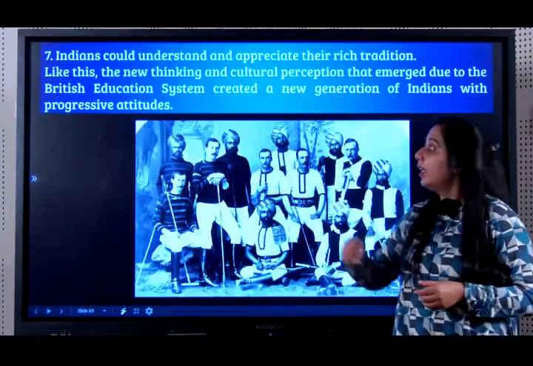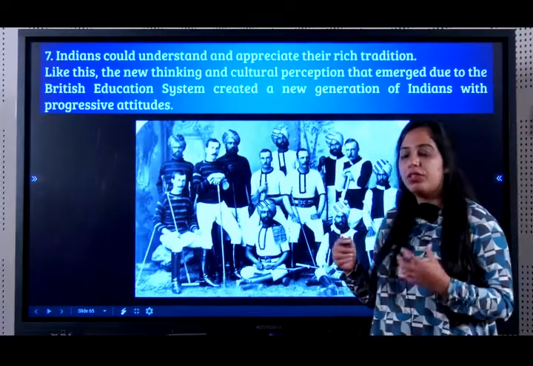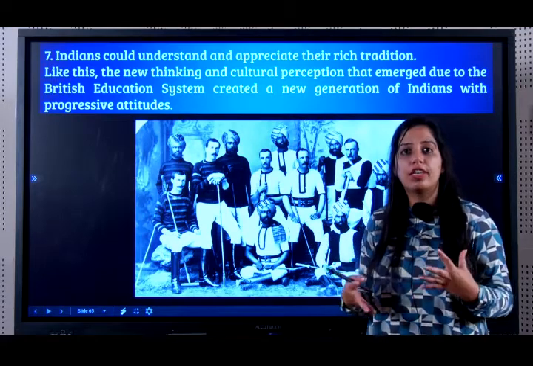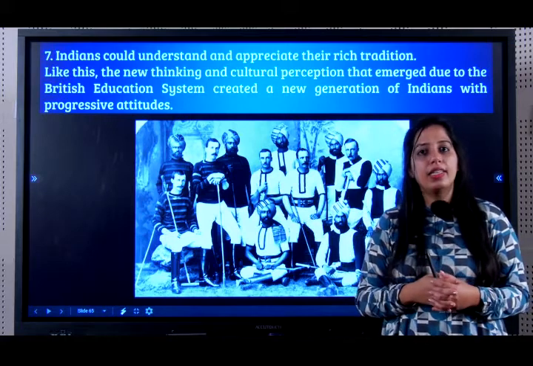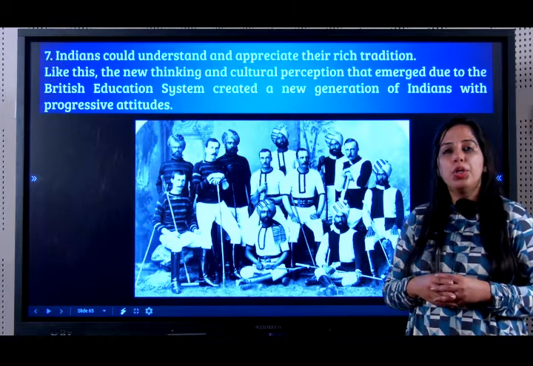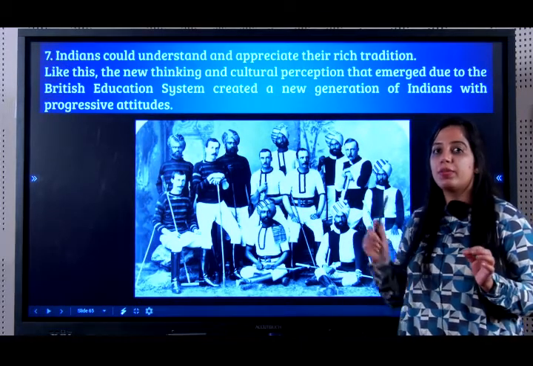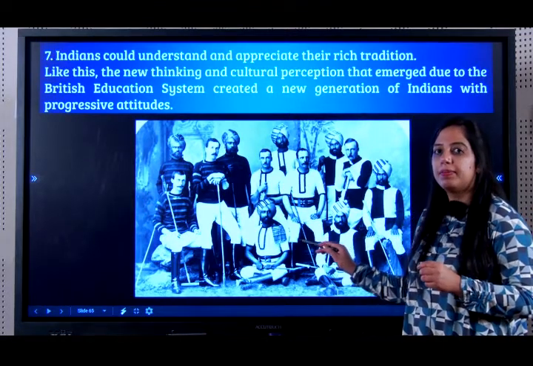Indians could understand and appreciate the rich tradition. So they started learning about how ancient and medieval India was so rich in culture and tradition. So a new thinking was instilled amongst Indians by this modern education system. You all should know all the 7 points that we have discussed, especially with respect to the impact of British rule on the education of India.